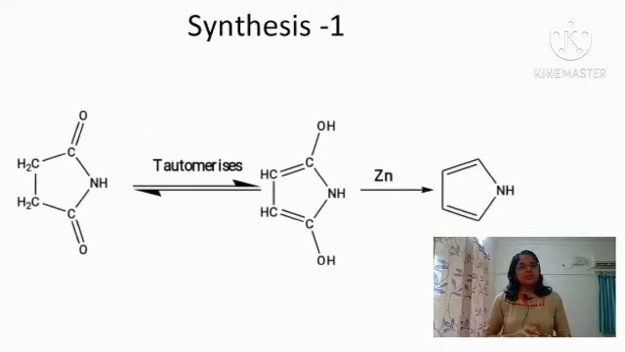So let us first discuss the synthesis of pyrrole from succinimide. Pyrrole is actually obtained by the distillation of succinimide with zinc dust. So, in the first step of the synthesis, succinimide has a tendency to tautomerize, and then on distillation with zinc dust, we get pyrrole.